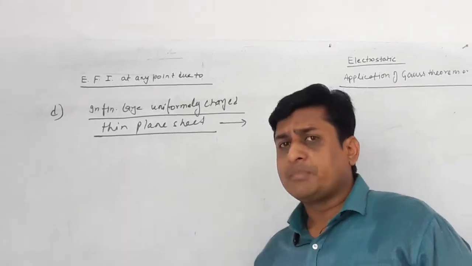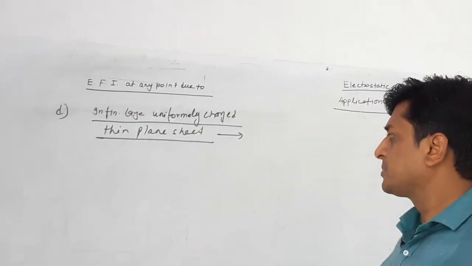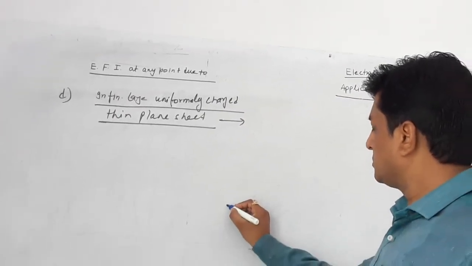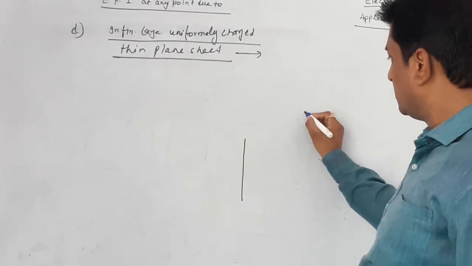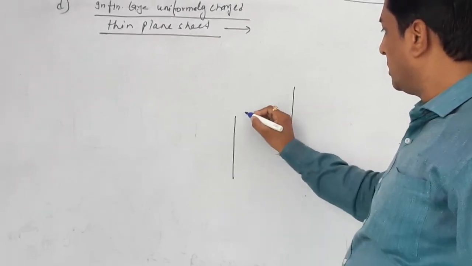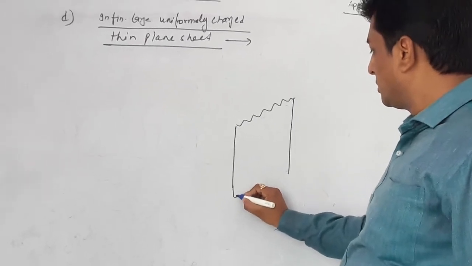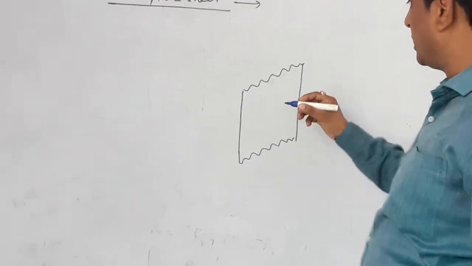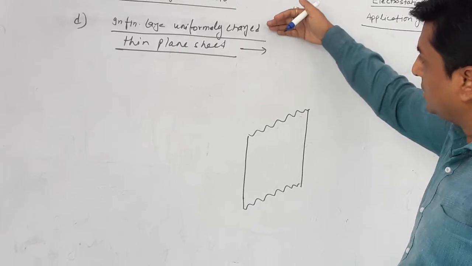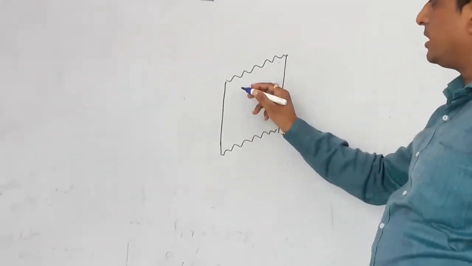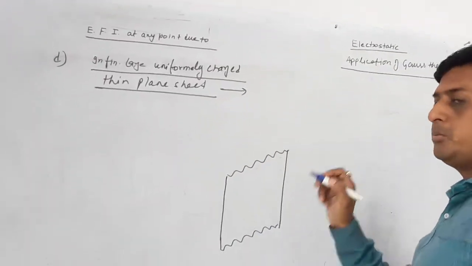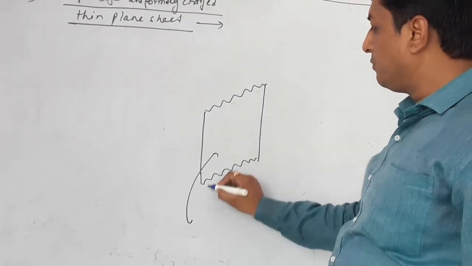Now this is the fourth application. In this application there is a thin sheet. This is a thin sheet of infinite length, meaning it is not clear up to which height it extends here and up to which height it extends here. That is why I have mentioned the curved portion here. And it is uniformly charged.